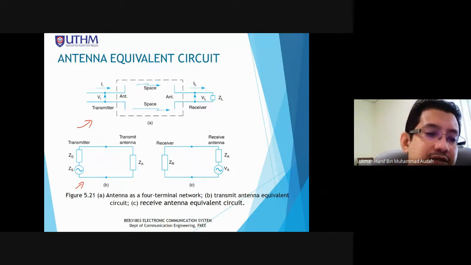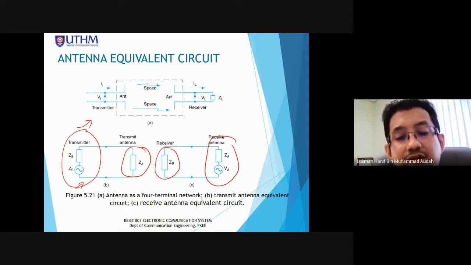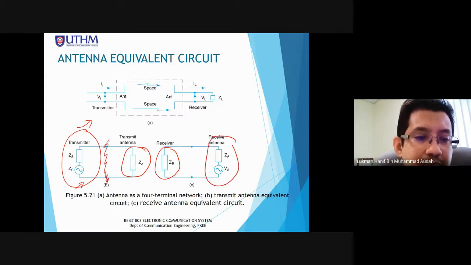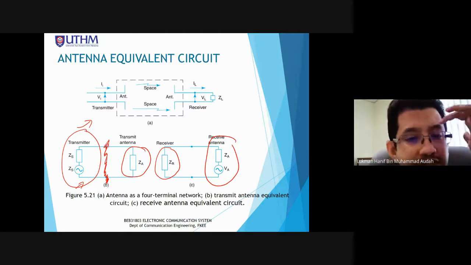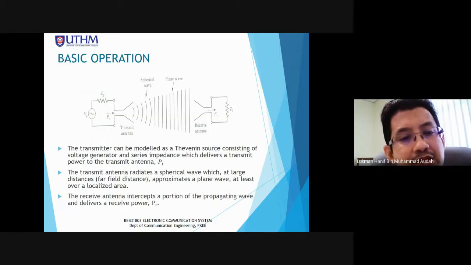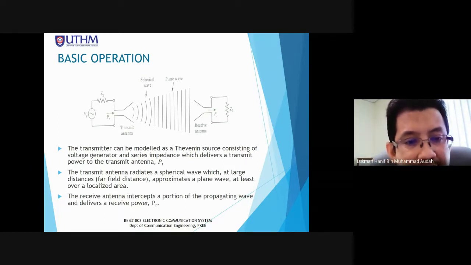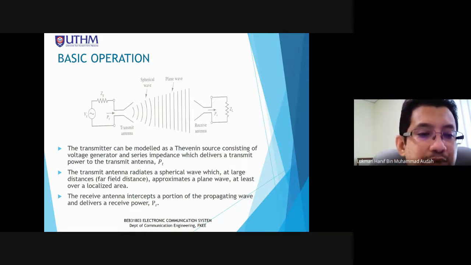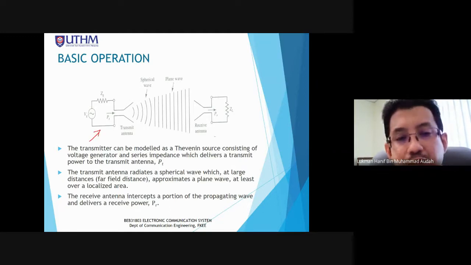Okay, so ini secara umum. Kalau kamu lihat di sini adalah bahagian transmitter, the source, dan di sini adalah bahagian input antenna impedance, transmit antenna impedance. Sama juga di sini adalah receiving antenna impedance dan di sini adalah di bahagian receiver. So sebenarnya di bahagian sini ada beberapa komponen yang lain, resistance, inductance, capacitor dan sebagainya. Tetapi untuk simplification kita buat yang paling simple seperti ini.